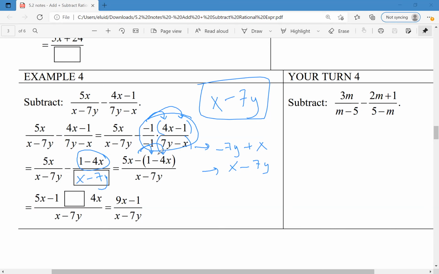And then let's simplify in the numerator a little bit. 5x minus 1, and then we'll have plus 4x. So we just get to put a plus sign in this next little box here. So 5x minus 1 plus 4x all over x minus 7y. Combining like terms, 5x plus 4x becomes 9x, and then we still have the minus 1. So our final answer is 9x minus 1 over x minus 7y.